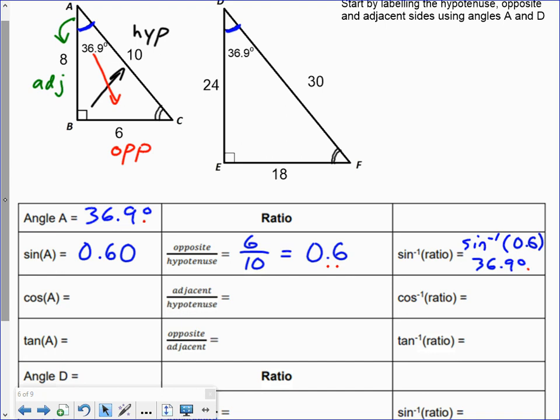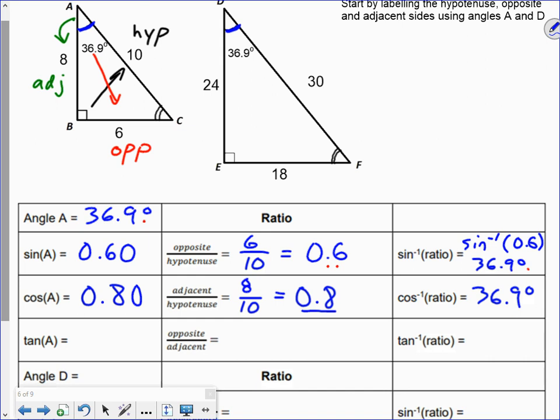So if we put in 36.9 and then hit the cosine, we find that we get 0.80. Cosine is defined as adjacent over hypotenuse. Our adjacent side is 8. Our hypotenuse is 10, so 0.8. And if we do the inverse cosine of that 0.8, again, we'll get our 36.9 degrees back out again.